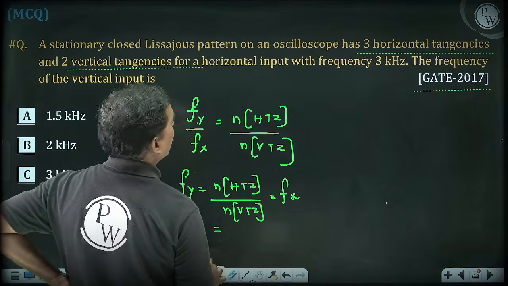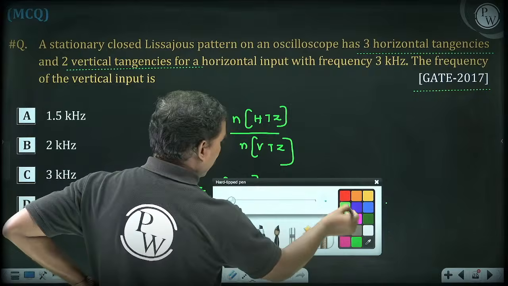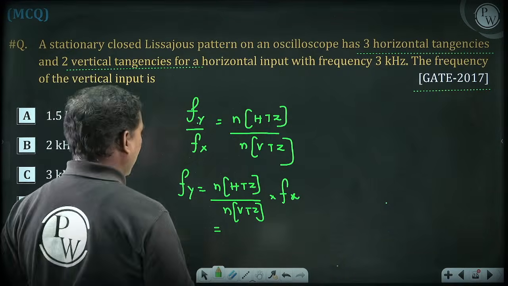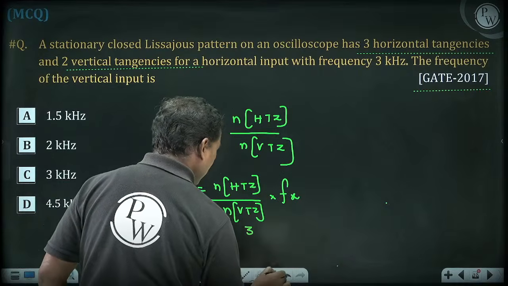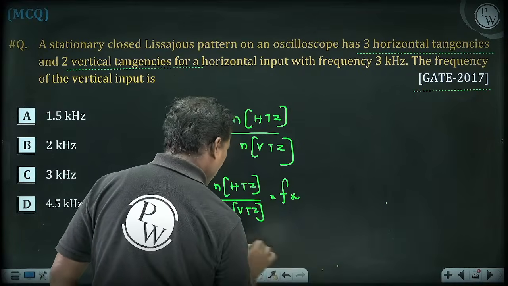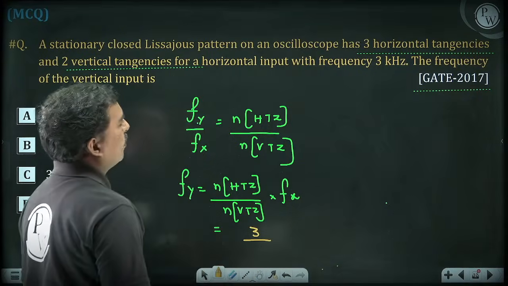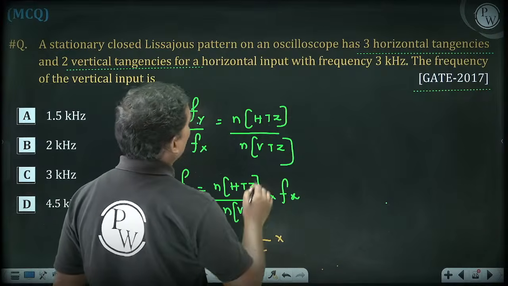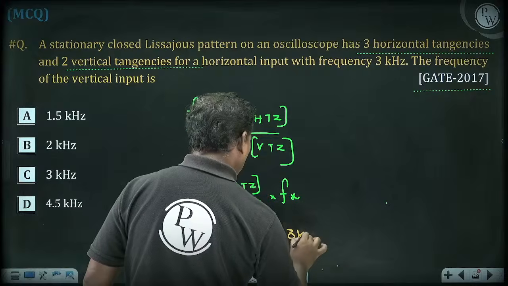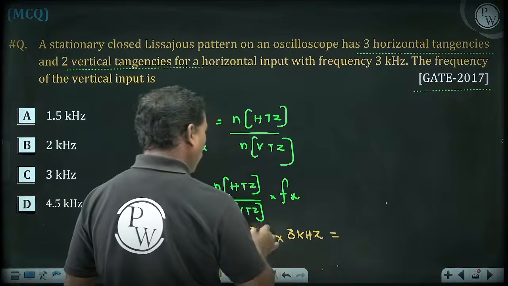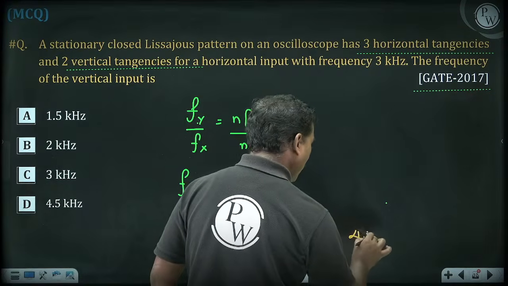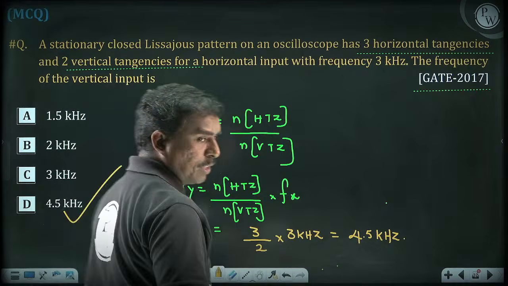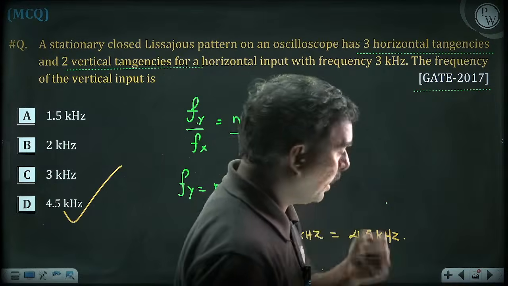So how many horizontal tangencies? If you check, the stationary closed pattern has 3 horizontal tangencies, see here. So 3 horizontal tangencies divided by how many vertical tangencies? It has 2 vertical tangencies, and the frequency on the x-axis is 3 kHz. So that is 1.5, so that will become 4.5 kHz. So the right answer for this question is 4.5 kHz. Option D is the right answer.